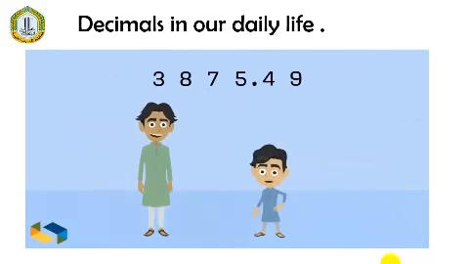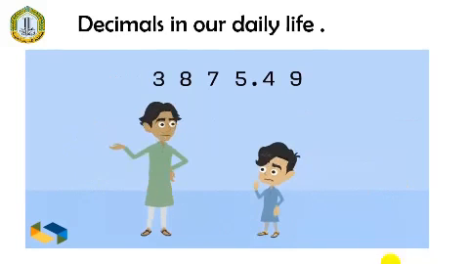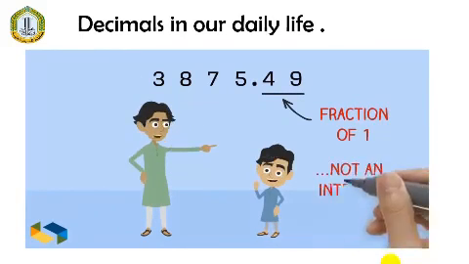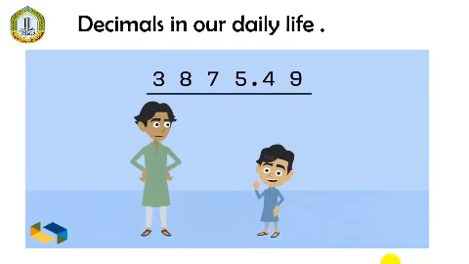Great, let me read this. 3875.49. Yeah, but you don't read it like that. The digits here are decimal digits, remember. They signify a fraction of 1, certainly not an integer. So we read the number as 3875.49 and not 49.